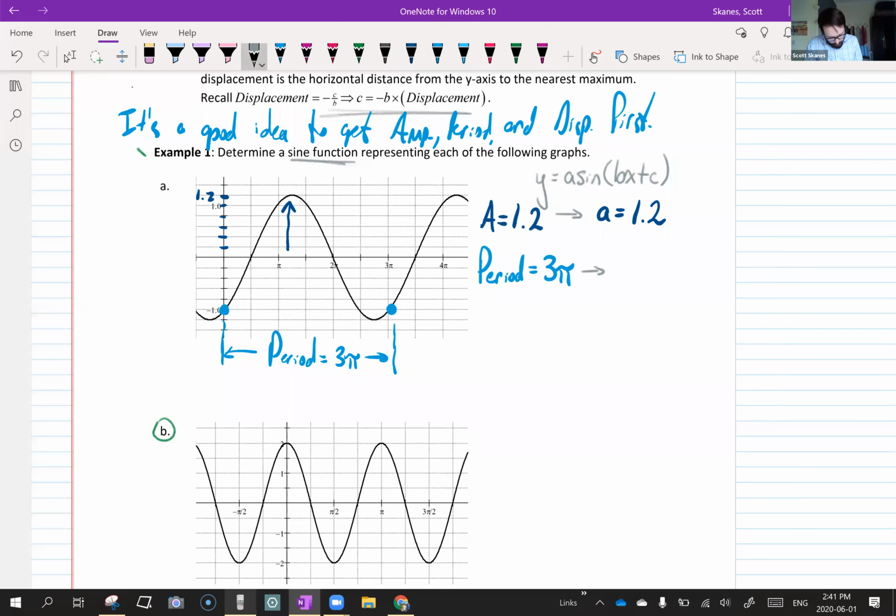Let's go ahead and get B while we're at it. We know that period is 2 pi over B, which is 3 pi. So 2 pi over B must be equal to 3 pi. Same thing as we did before. Or in other words, we could just use B is 2 pi over period. So B is 2 pi over 3 pi, or in other words, B is 2 over 3.